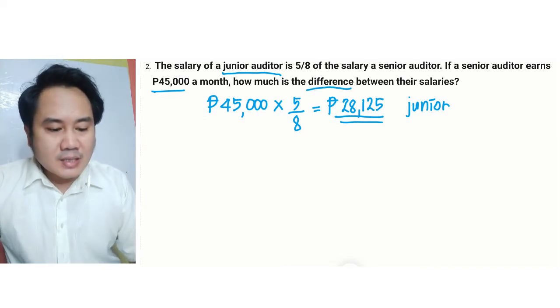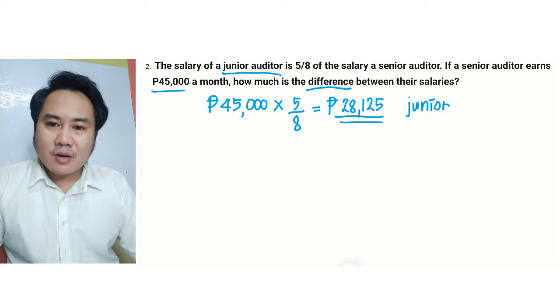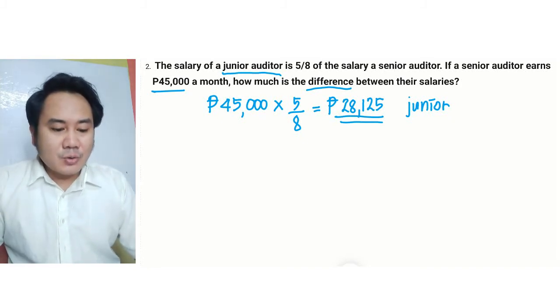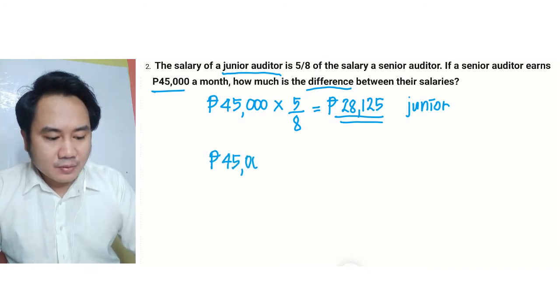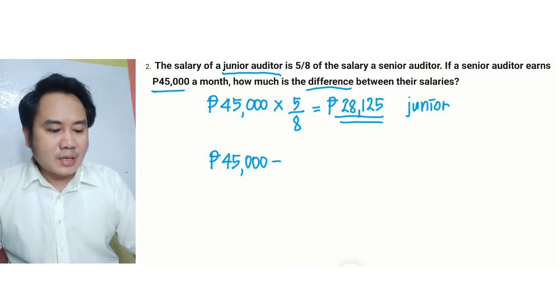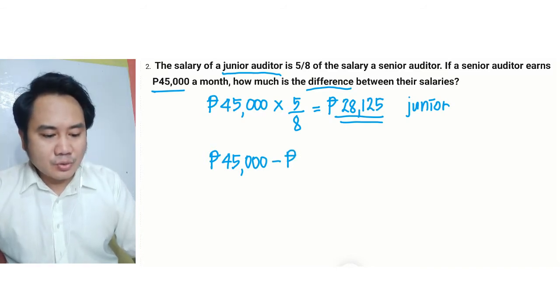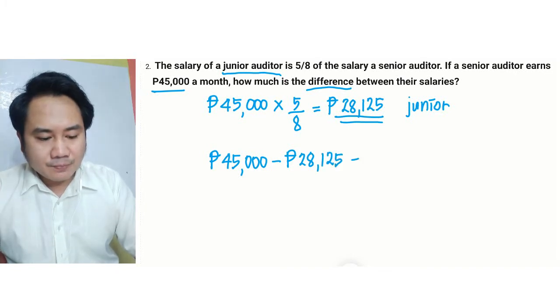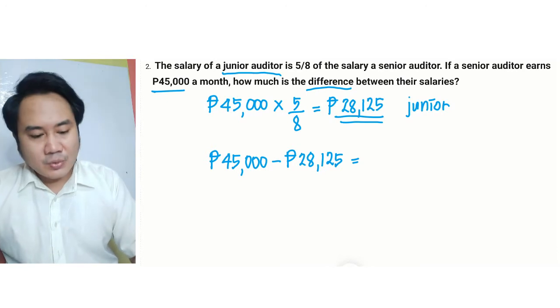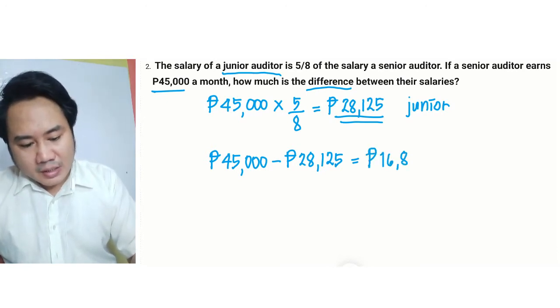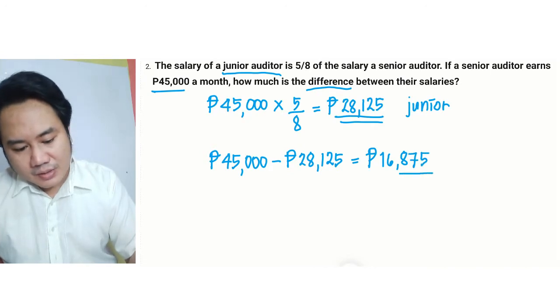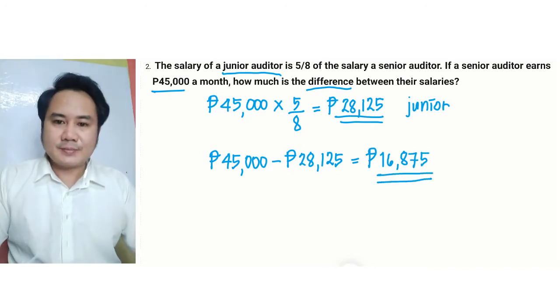The problem is asking for the difference between the salary of the junior and the senior. So, we have to subtract the salary of the senior, which is 45,000, to the salary of the junior, which is 28,125. And the difference between their salaries is 16,875 pesos. That is the final answer.